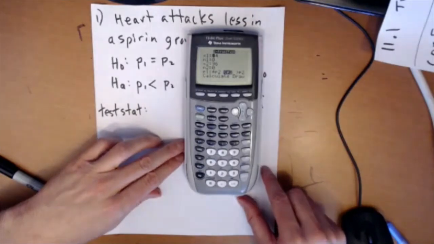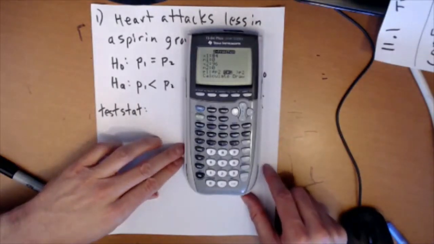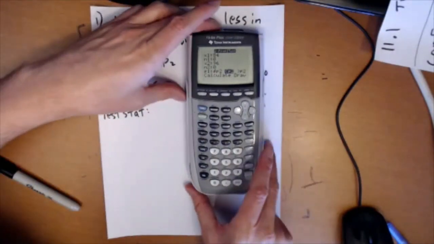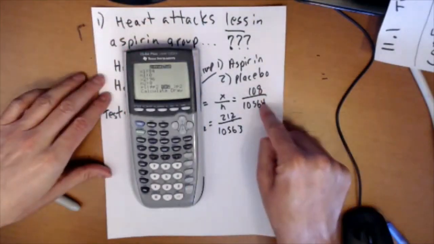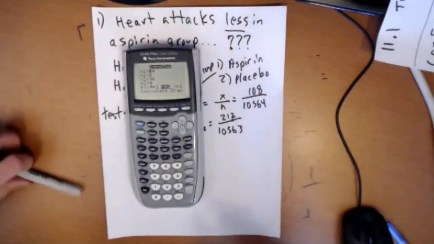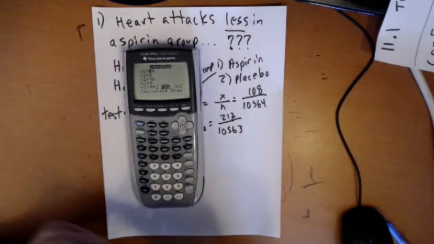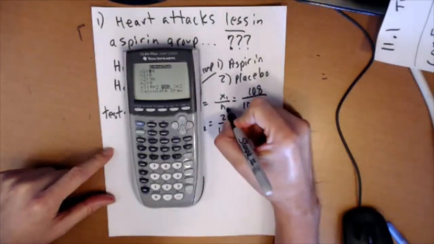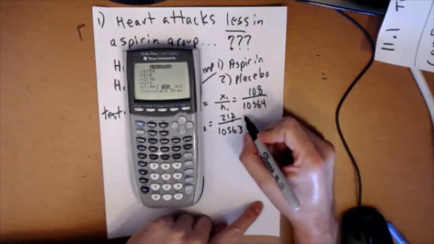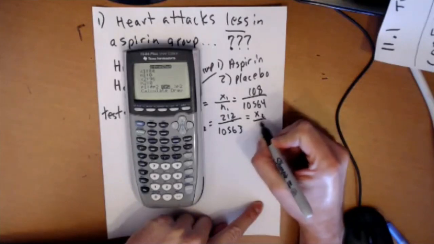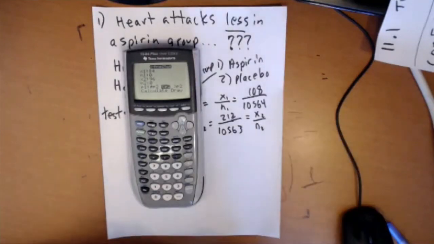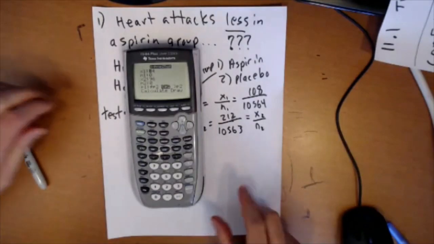Enter. It wants the X1, N1, X2, N2. Oh, you mean kind of like we did here? Okay. Should I put a little 1 there? Will that make everyone happy? X1, N1. And this one, I didn't label it. My bad. That was our X2 and our N2. Okay, so let's see.